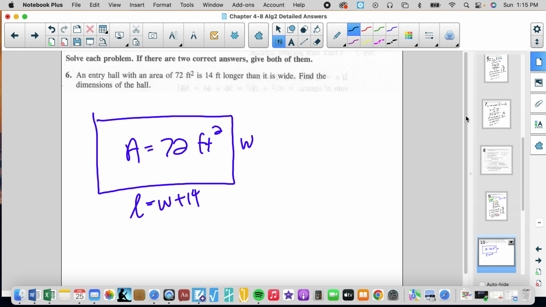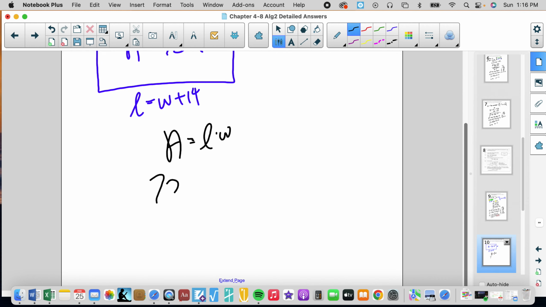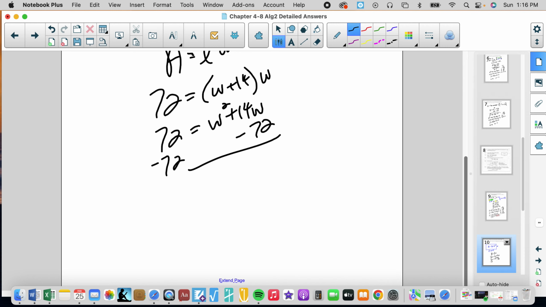Same thing. We're going to do the same thing. Area equals length times width. Area is 72. Length is W plus 14. Width is W. 72 equals W squared plus 14W. Subtract the 72. At least I'm doing numbers that are easier than 176. W squared plus 14W minus 72.